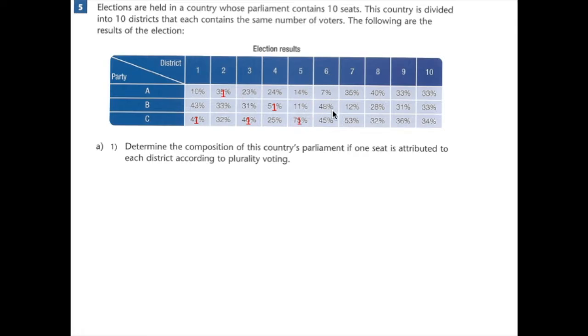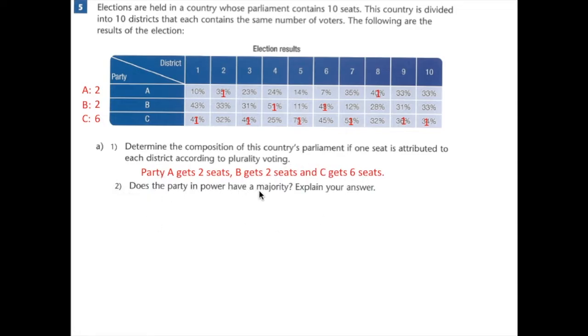In district 6, 48 wins. In district 7, 53 wins. In district 8, 40 wins. In district 9, 36 wins, and in district 10, 34 wins. We end up getting A gets 2 seats, Party B gets 2 seats, and C gets the rest, 6 seats.